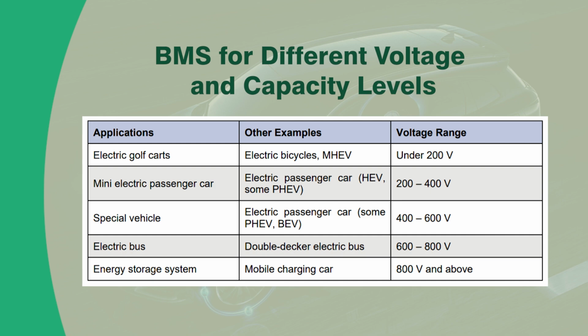Let us understand the BMS for different voltage level and capacity level. As I have mentioned in my previous slide, there are multiple choices of the BMS, and as you can see, there are multiple applications based on the different voltage levels. The BMS can be designed for a wide range of voltage levels, from under 200 volts to more than 800 volts, depending upon the application. No doubt, the energy storage applications require more voltage and more power.